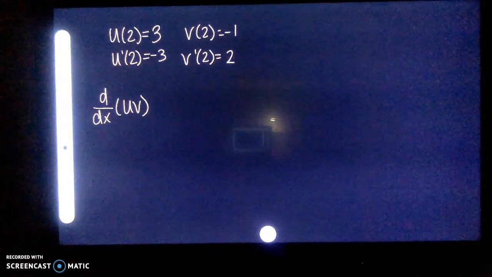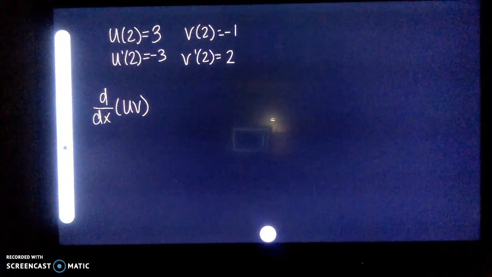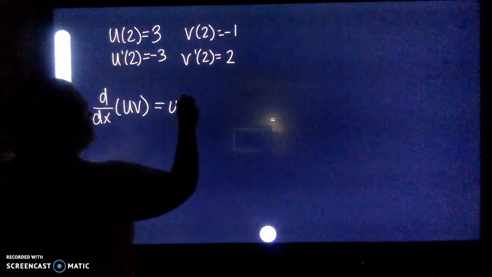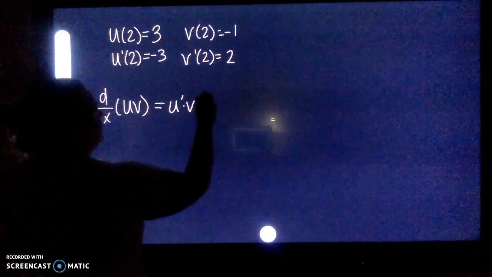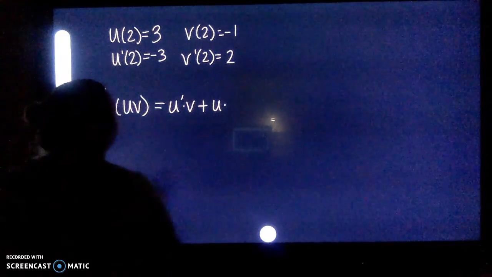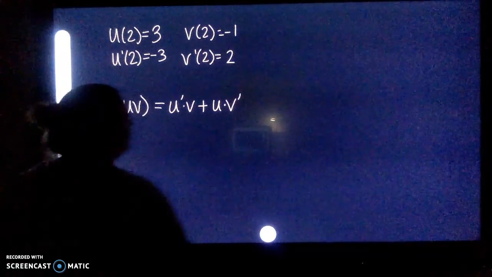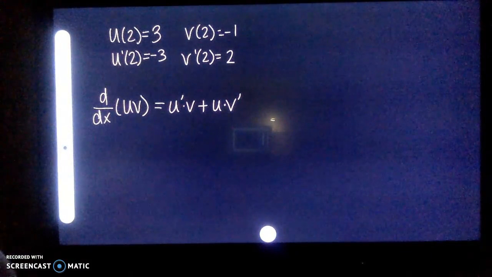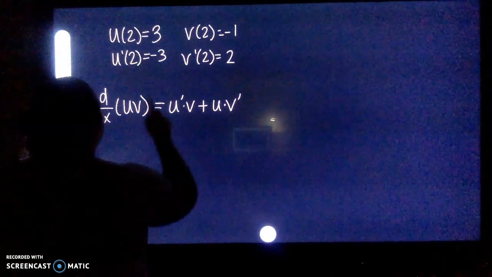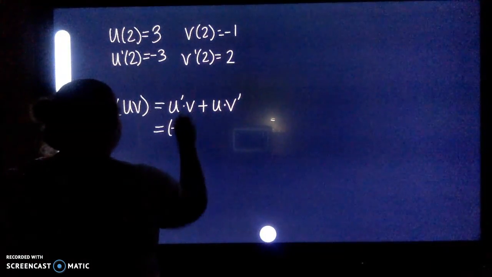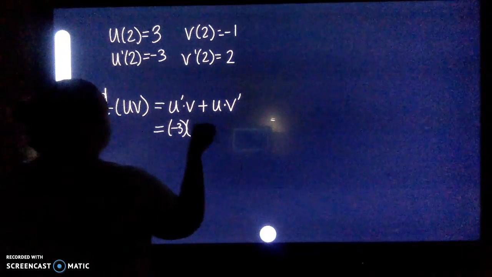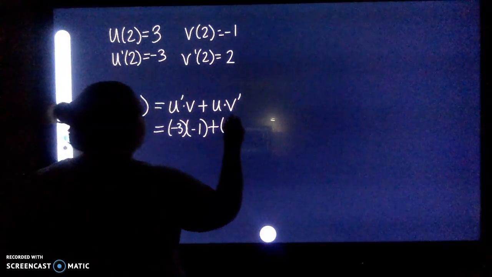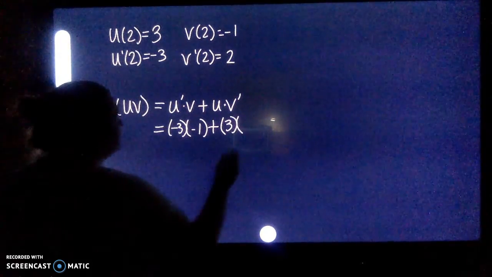These aren't actual functions because I don't have any numbers, but I can still do it. So when I take the derivative, I take the derivative of the first function first, so u prime, times the original second function v, plus the original first function u, times the derivative of the second function v prime. Once I have that, all I need to do is fill in the values that were given to me above. I do that, I get u prime solved at 2 is negative 3, times v solved at 2, which is negative 1, plus u solved at 2, which is 3, times v prime solved at 2, which is 2.